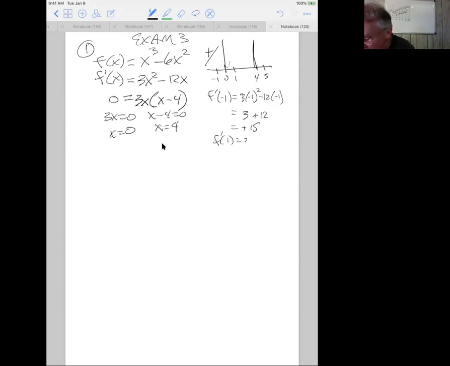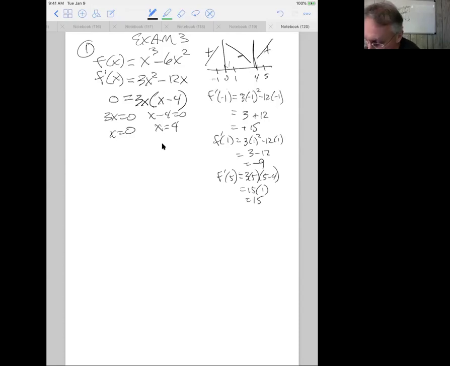Plug in 1, so we've got 3 times 1 squared minus 12 times 1, which is 3 minus 12, which is -9. That gives us a minus value in here. It comes down. And then the last one, I'm going to try 5, f prime of 5. Let's do the factored one this time. That gives me 3 times 5 times 5 minus 4, which gives me 15 times 1, which is 15, which is positive. That means it goes up.